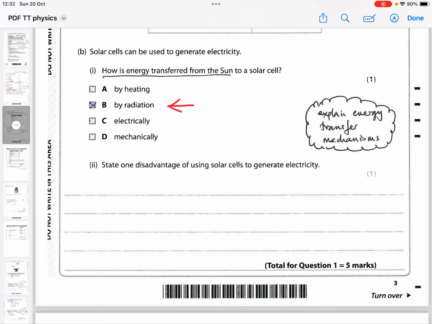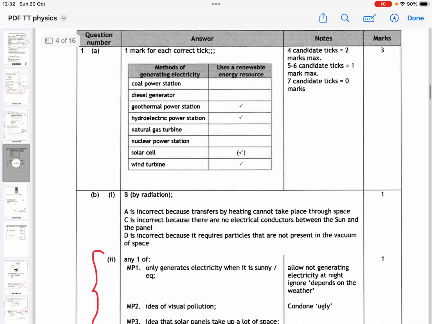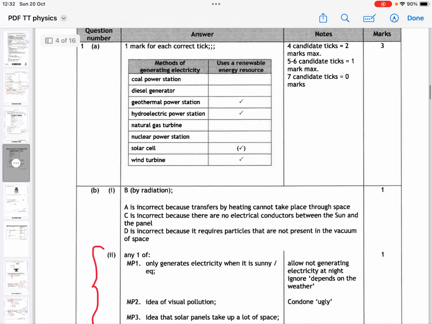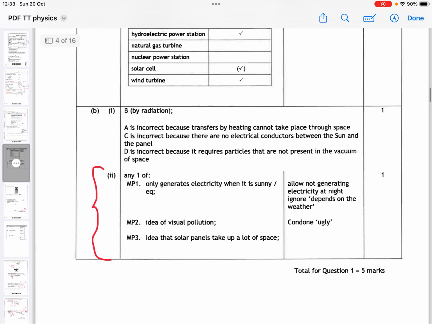Okay, so you have to state one disadvantage of using solar cells to generate electricity, and the disadvantage would be that, of course, you can't use it at night, etc. Okay. Here's the mark scheme, so I'm going to go through it quickly. You can stop the video to have a look at the notes for getting the answers right. 1 mark for each correct tick, and if you get it wrong, they will give you the marks according to the notes on the right hand side, let you work it out. And then there's the answers that I explained to you.